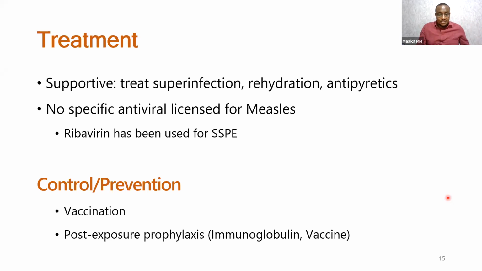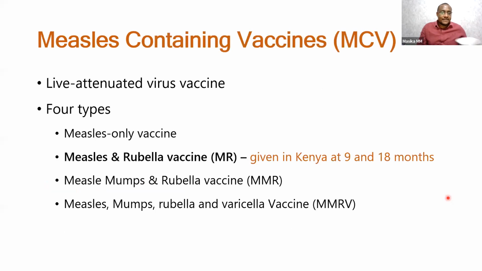Control is usually through vaccination, and sometimes you can give post-exposure prophylaxis with immunoglobulin and the vaccine. So what vaccines are available? In public health, these are called measles-containing vaccines. They are live attenuated virus vaccines, which basically means a virus that has been cultured, weakened, and then prepared to be given. You can give a measles-only vaccine, which is what a lot of us got as kids. Now we are giving measles and rubella vaccine in Kenya, and this is done at 9 and at 18 months.